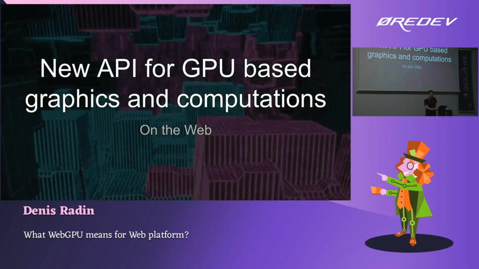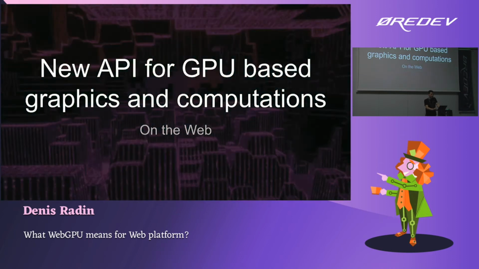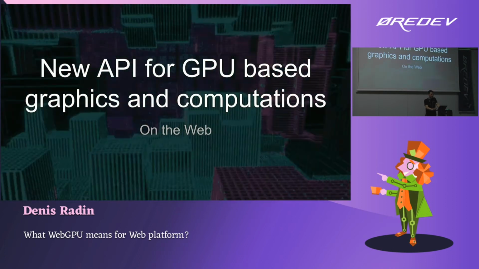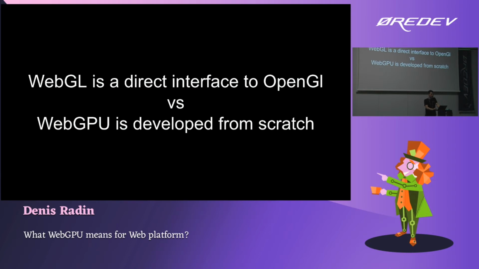This is a new API for graphics and computations. This is important because WebGL was an API only for graphics. WebGL was a direct port of the OpenGL API, and WebGPU is developed from scratch, so it doesn't have any ancestor in native development, game development world, whatever.